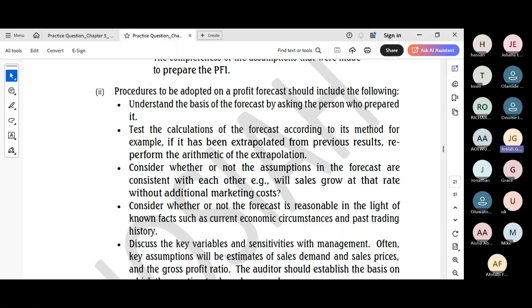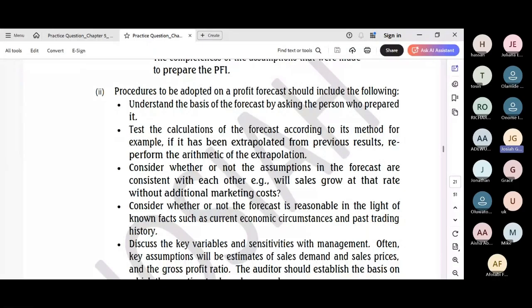Also apply knowledge to the scenario. While this question is more theoretical, I think the best answers would briefly link the procedures to the case study. For example, mention that the profit forecast is for a bank loan, which is a key consideration for the intended users and for their purpose. Yes, please, Hassan, go ahead.